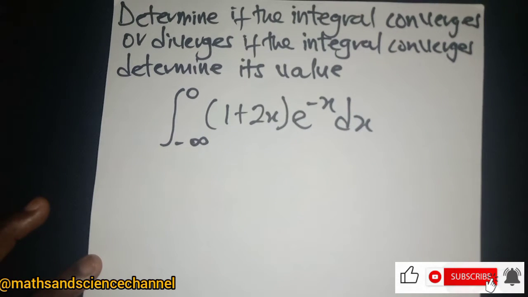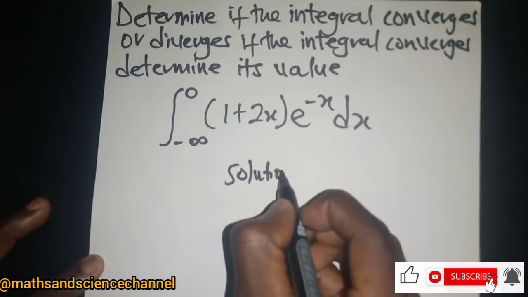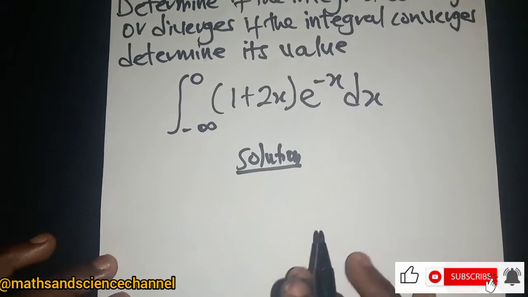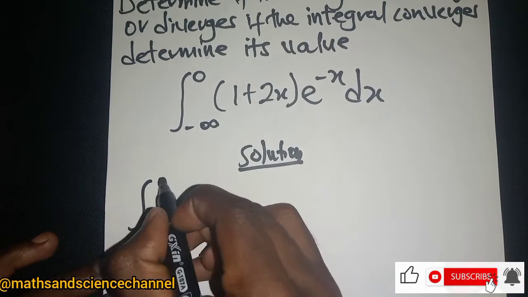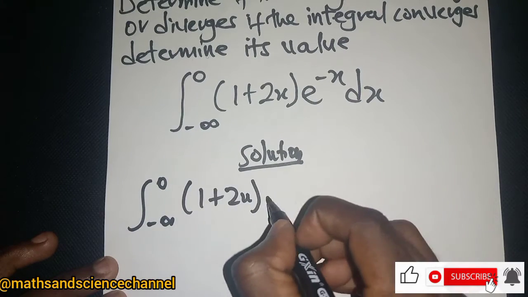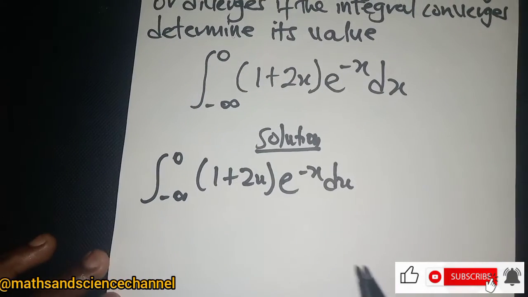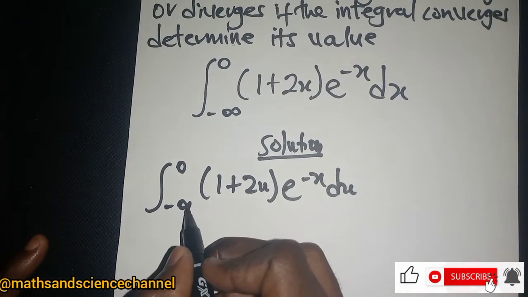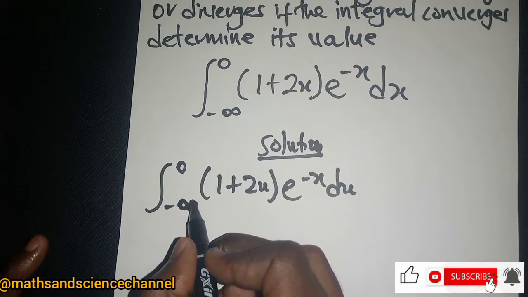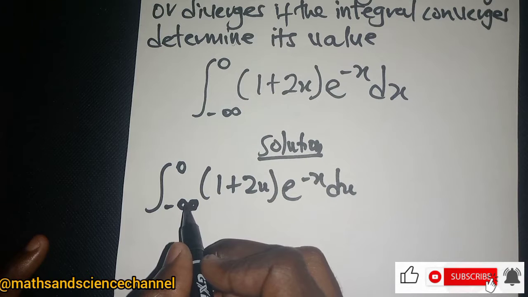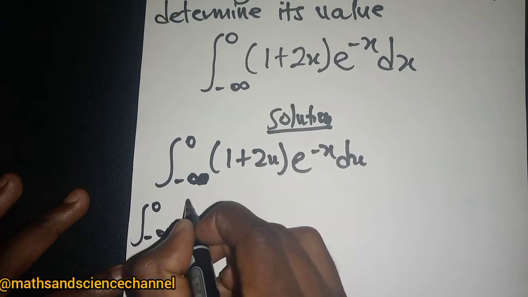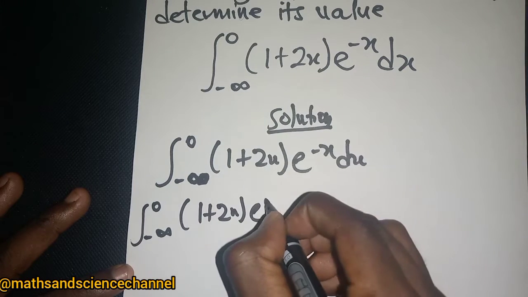So let's quickly start. We have the integral from negative infinity to 0 of (1 plus 2x) e to the negative x dx. Now this is an improper integral. You realize that we have infinity in the limit, so we have to get rid of the infinity by introducing a limit to the integral.